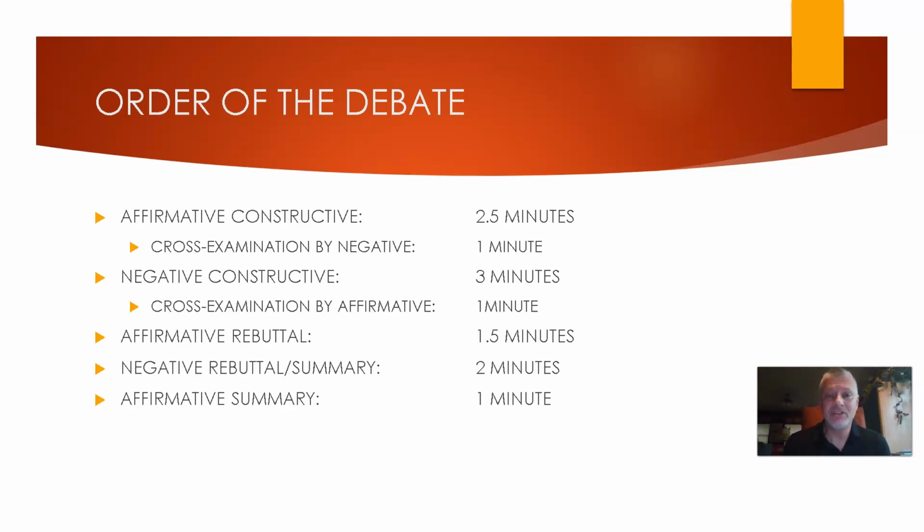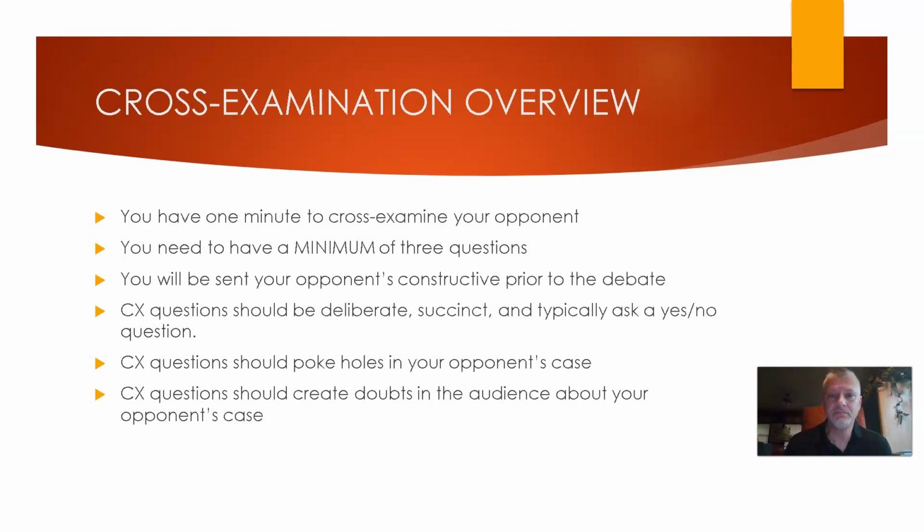And then there are 3 speeches remaining in the entire round. The first is the affirmative rebuttal, where the affirmative gets to get up and not only rebut the points of the negative, but rebuild their own. Then the negative rebuttal summary, the negative gets to rebuild their contentions and then summarize the case with their audience. And then the affirmative has the last speech of the round, also with the opportunity to summarize their points. And you'll see how this looks more as we go along.